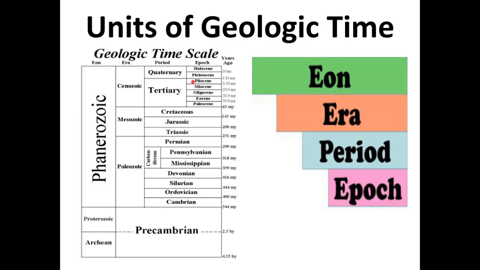And you can see that in more recent history during the Cenozoic era, there are a lot more epochs in geologic time because there's more fossil evidence. We're able to divide a little bit more precisely. But eons are the largest. Then those are divided into eras. Eras are further divided into periods. Periods are further divided into epochs.